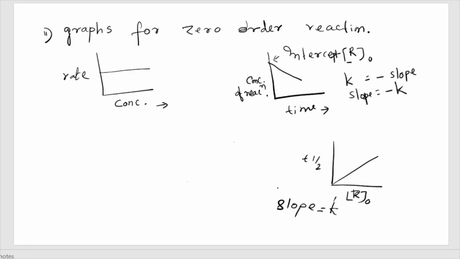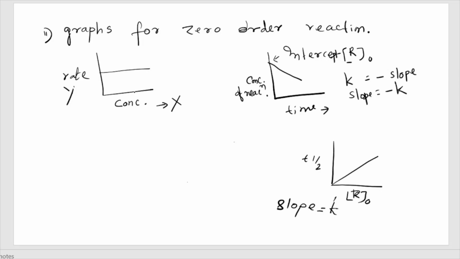Then come to graphs for the zero order reaction. Actually, there are mainly three types: zero, first order, second order, and also third order is there. Now you will see the different graphs already taught in previous videos, but I want to explain them as a summary. Graphs for zero order reaction: this is rate versus concentration. Rate is on the y-axis, and here concentration is on the x-axis. You find here it is a line parallel to the concentration axis.